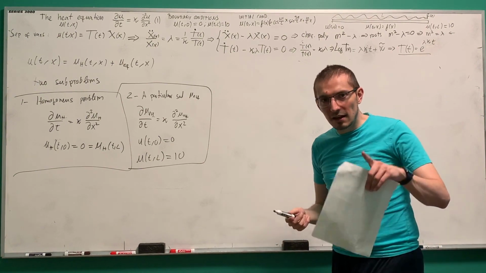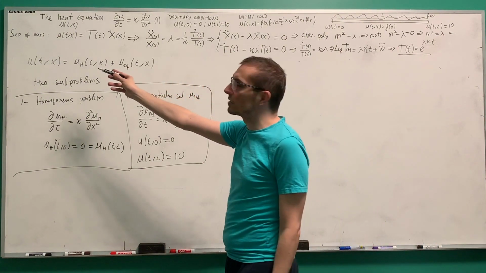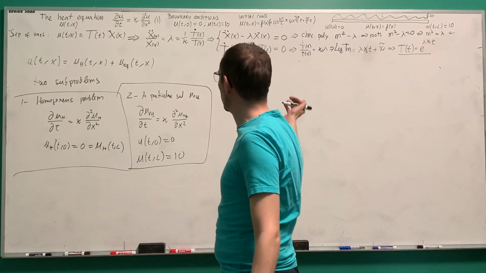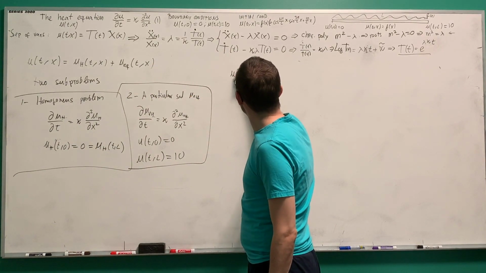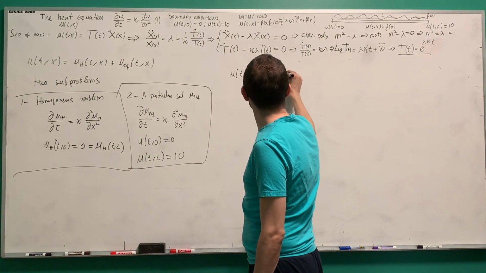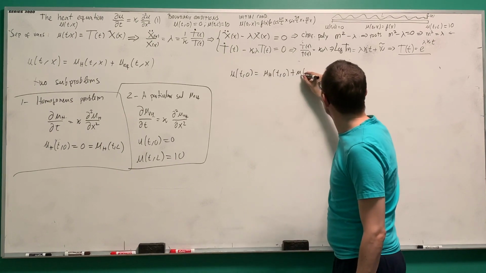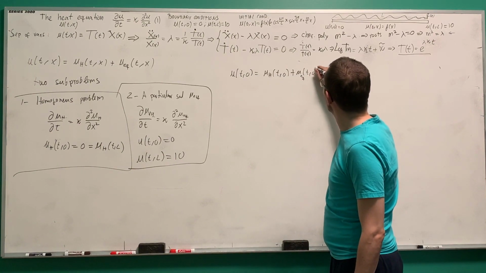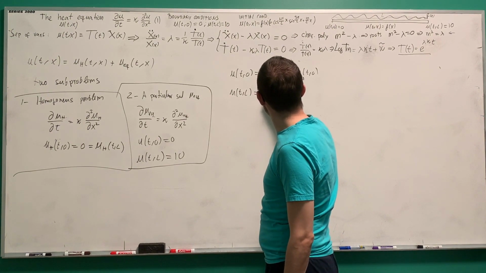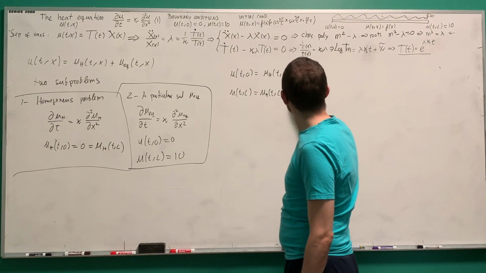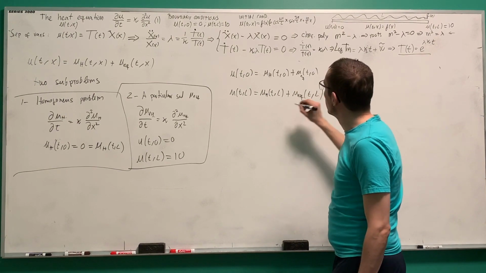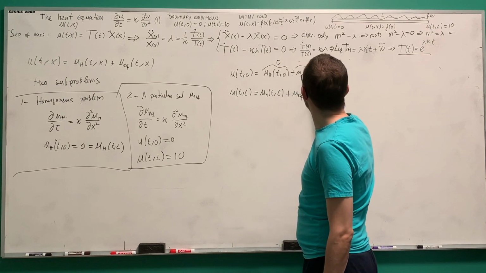Is that okay? Let's check. Okay, so the total u certainly has to satisfy the total boundary condition. So let's see what happens. u(0,t) is equal to u_H(0,t) plus u_p(0,t), and u(L,t) is equal to u_H(L,t) plus u_p(L,t). All right, this one is 0, this one is 0.